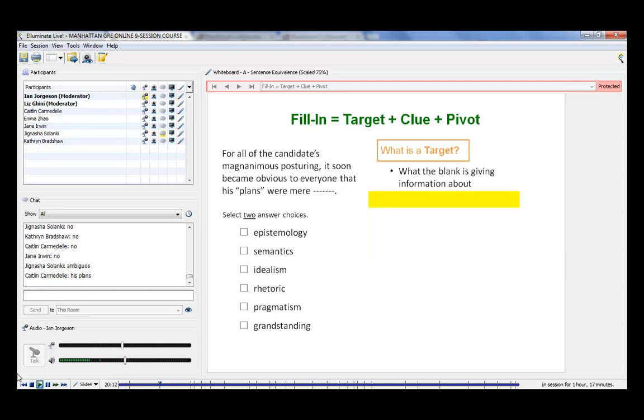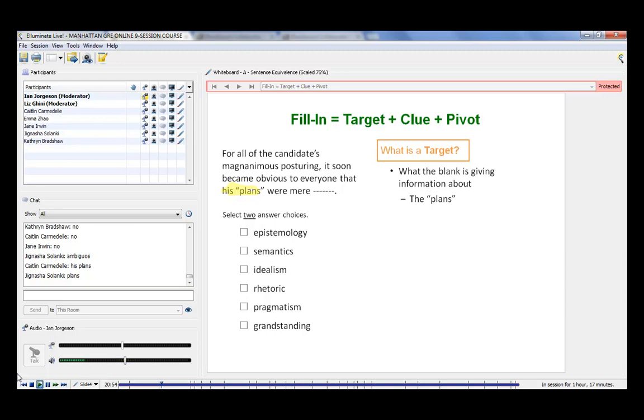Yeah, Caitlin's got it. Sorry, I'm losing control of my mouse here. Caitlin's got it. It's the plans that are being described. So now, how does this help us? Well, it's not the most important thing in the sentence, but it is a little bit helpful, because now we know that the word we're looking for in the blank is something that could be used to describe someone's plans. That helps us out a little bit. It narrows down the field of what makes sense.